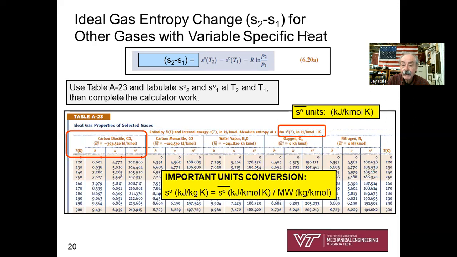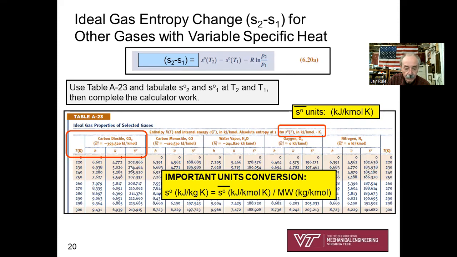Let's move on to, let's say we have an ideal gas, variable specific heat, but darn it, it's not air. It's carbon dioxide or carbon monoxide or nitrogen. Okay, so then we will get our S0 terms. We go to table A23, but notice carefully, if you look at this slide, notice how there's bars over top of H, U, and S. It's S0 bar, H bar. Okay. That means it's molar units. So you see that for S0 bar, units are kilojoules per kilomole degree K.